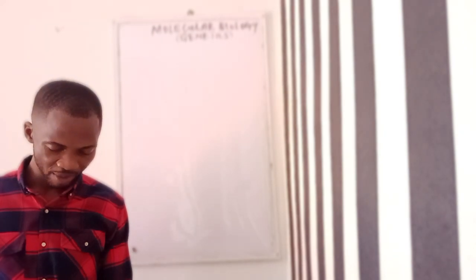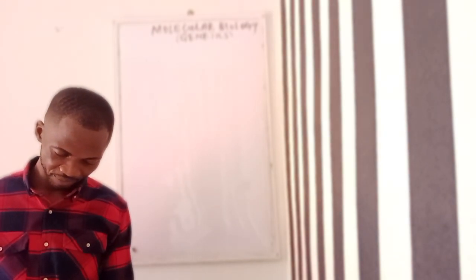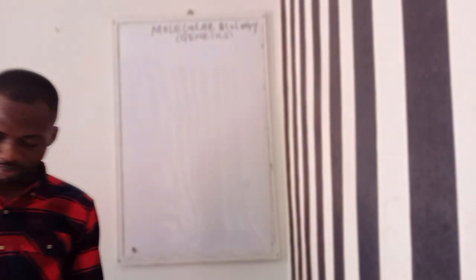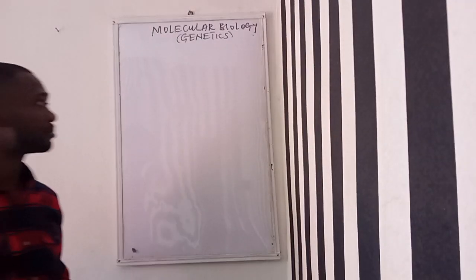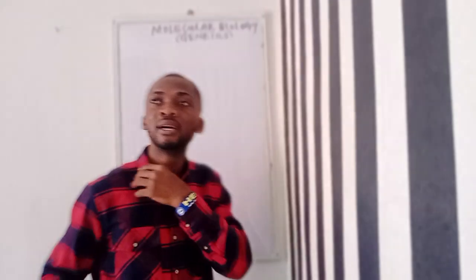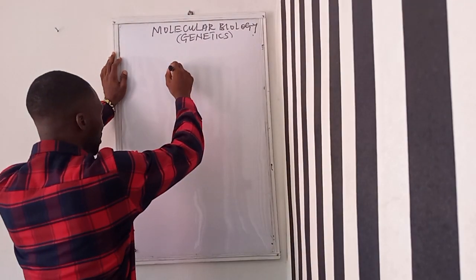I will now talk about the backbone. Having looked at the structure of DNA, the structure of the nucleotide, and the different components that make up the nucleotide, we'll now look at the nature, how the backbone of DNA looks like.